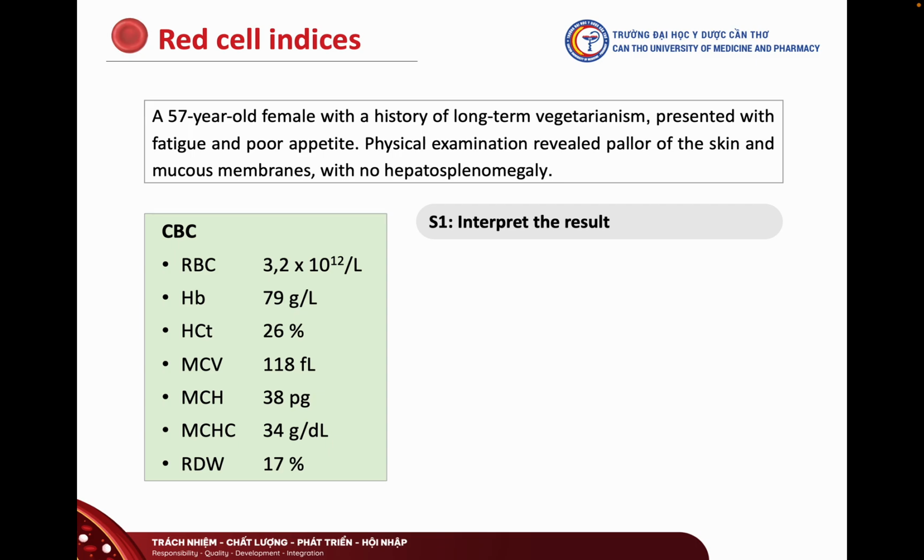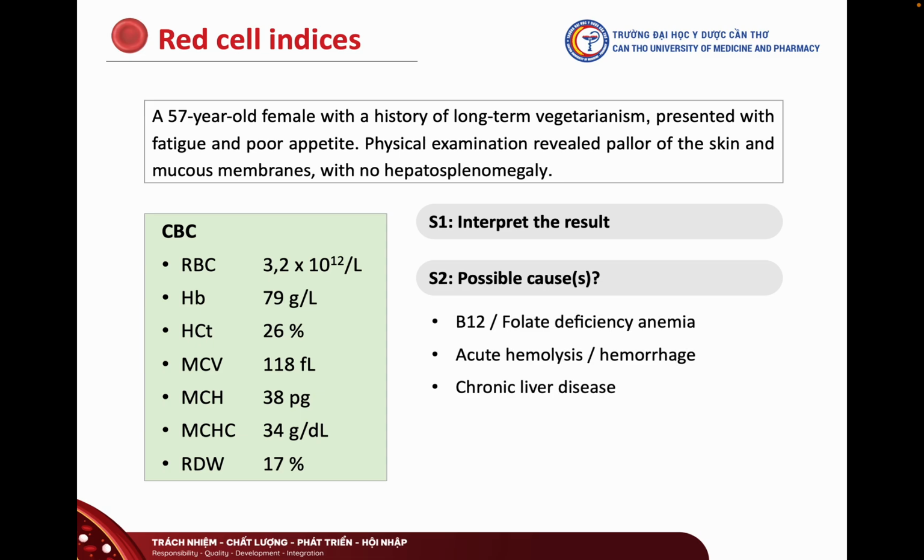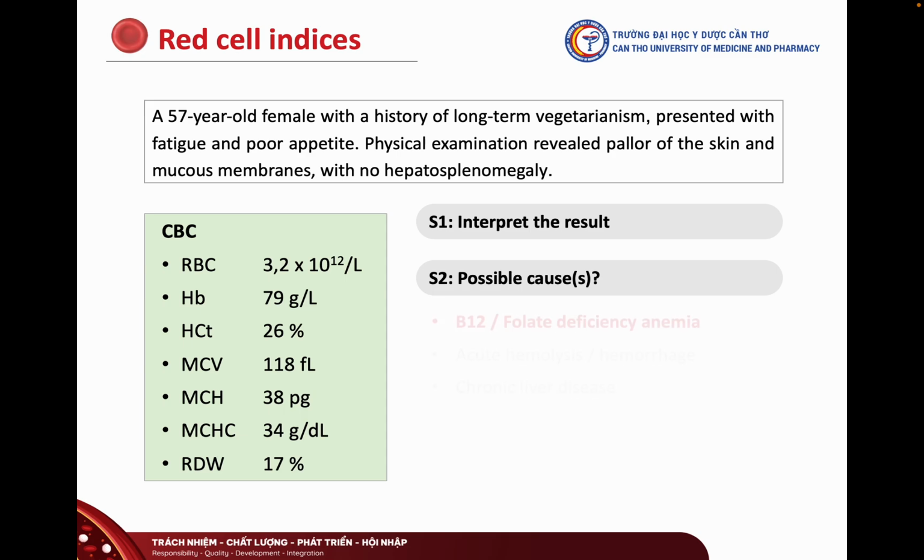Now, we move to the next step. What are the possible causes of macrocytic anemia here? We usually think of B12 and folate deficiency, hemolysis or acute bleeding, and the last one is liver disease. But how do we narrow it down? Let's look at her history. She's been a vegetarian for a long time. That's important. And vitamin B12 is found mainly in animal products. So dietary deficiency is a real concern in her case.